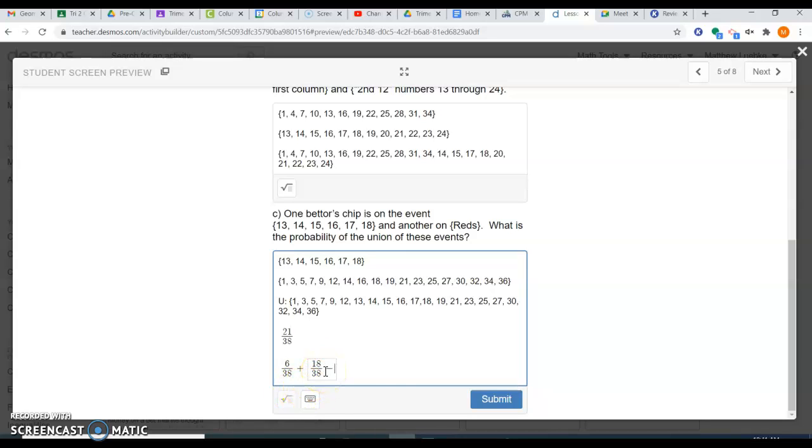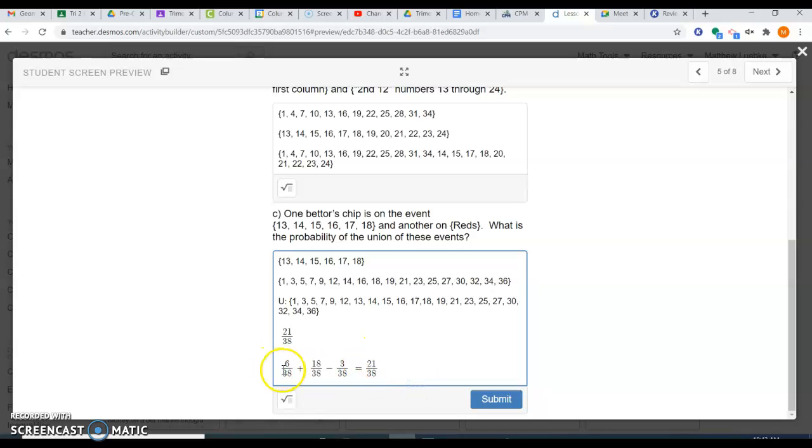And so I want to think about what numbers are overlapping in each one. And so if I'm going through my list here, 14 overlaps, 16 overlaps, and 18 overlaps. So that's 3 out of 38 that are overlapping, that are in the intersection of these two. Now if I do my adding here, I get 6 plus 18, that's 24, minus the 3 from the intersection, that would be 21 out of 38 options.